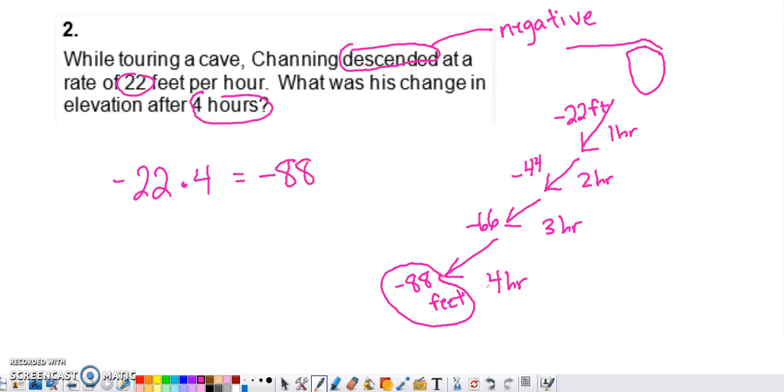Those of you that don't want to draw a picture, okay? Remember your tic-tac-toe for multiplying integers. Remember, this only works for multiplying. Put your positive diagonals and everything else is negative. Negative times positive is negative.